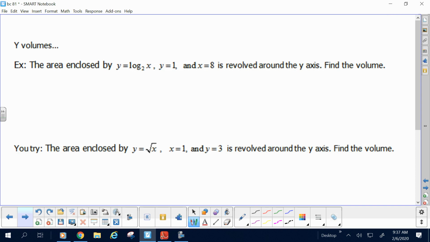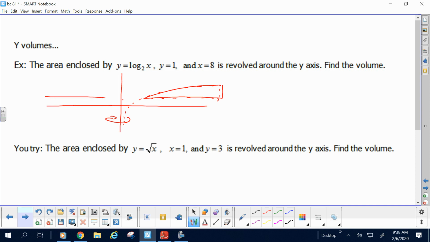This time graph more towards the middle of your paper because you're going to revolve it around the y-axis. You're going to need room for the reflection of the region on the side. You're going to still have this log curve, still y equals 1, still x equals 8, so it's still this region, like the one before, but this time instead of going over the x-axis, it'll go over the y-axis. Now this will be a totally different figure, so the volume will be nowhere close to the same.